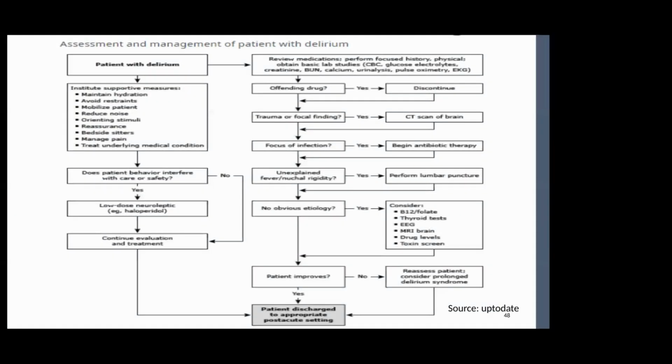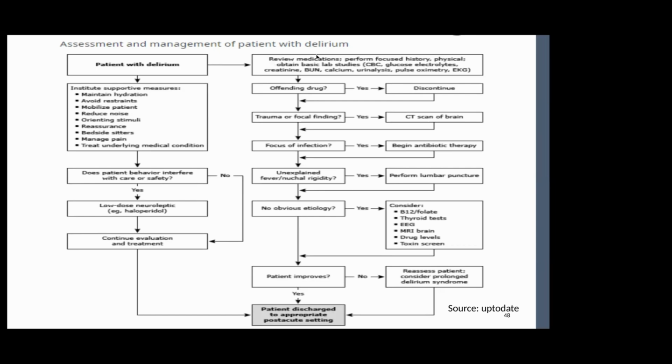So finally, this is the treatment algorithm for patients with delirium. I got this from UpToDate. As you can see here, when a patient with delirium comes, we immediately start the two approaches simultaneously: the supportive measures along with checking the underlying causes. When a patient with delirium comes, the first thing we do is try to investigate the underlying cause.